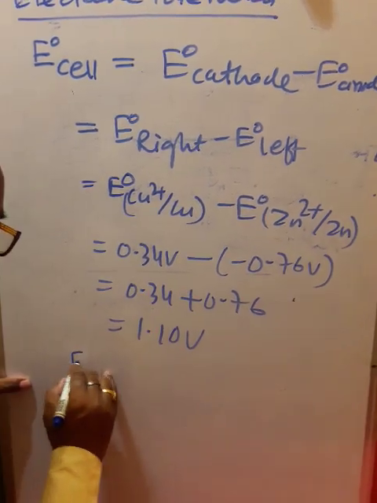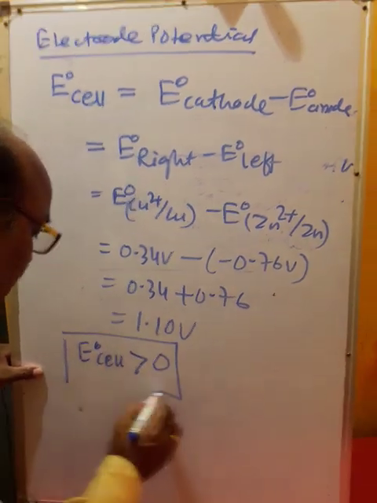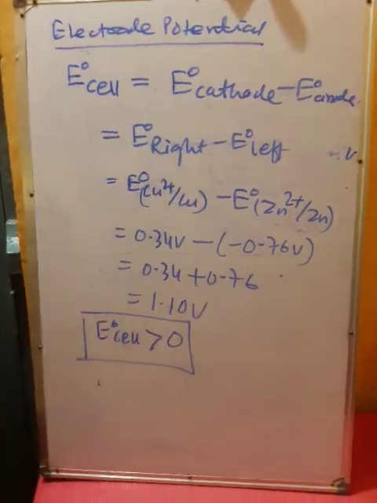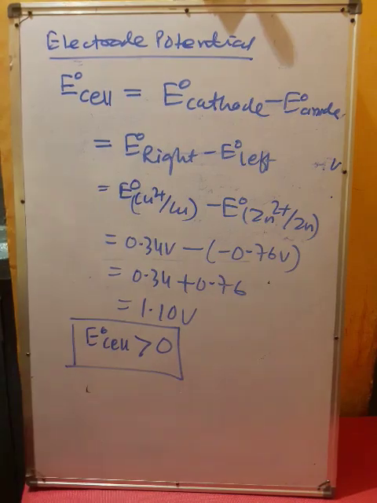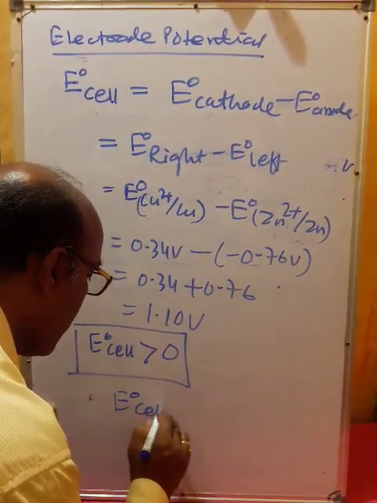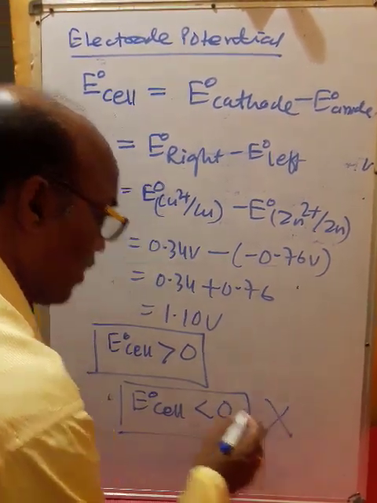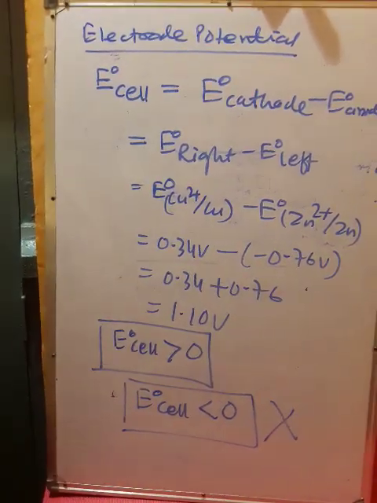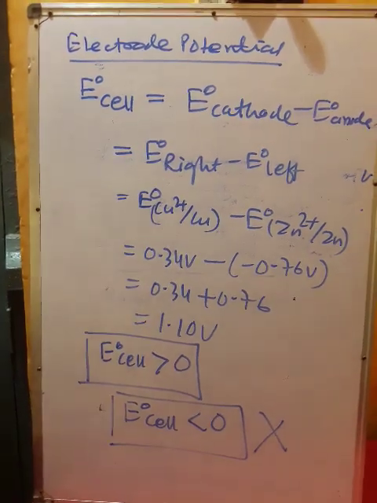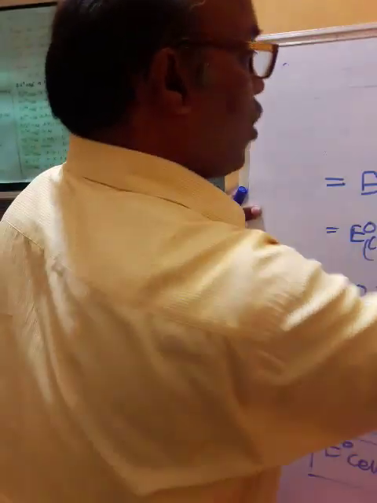Now if E naught cell is greater than 0, it indicates that the cell works. That means we can produce current or electricity from the cell. If E naught cell is less than 0, we can say that the cell will not work. So for the feasibility of a cell, E naught cell should be greater than 0. Now, students, we come to know the standard electrode potential.